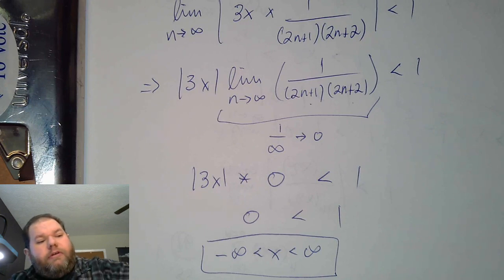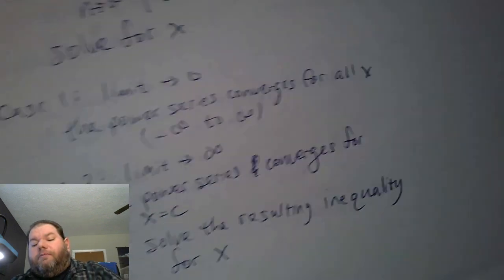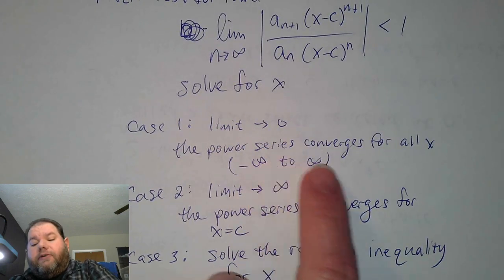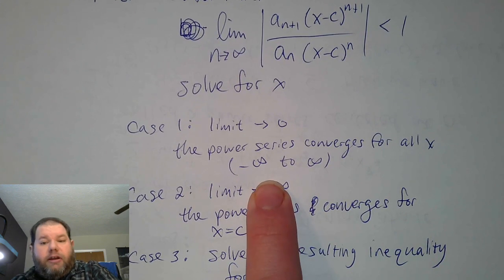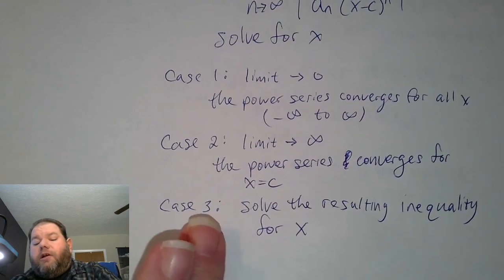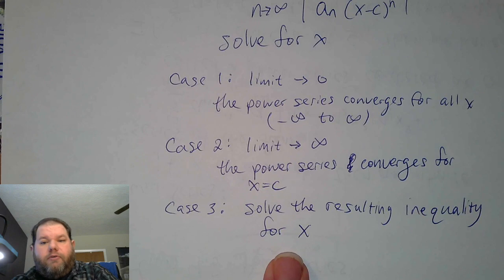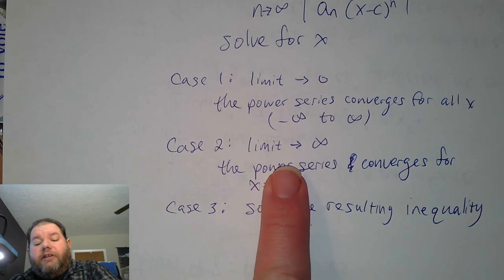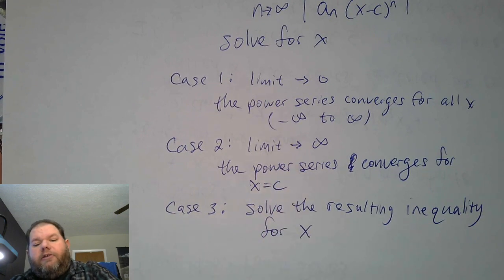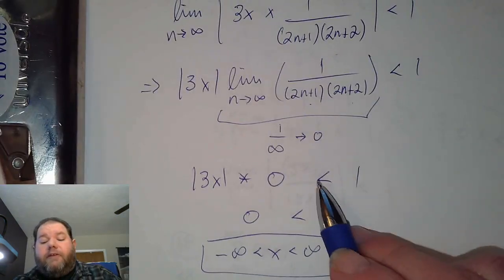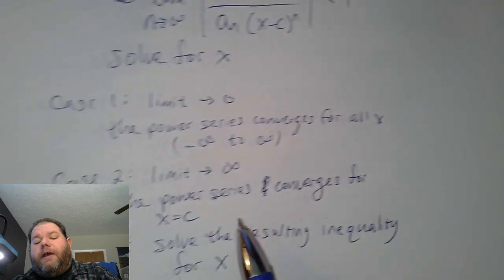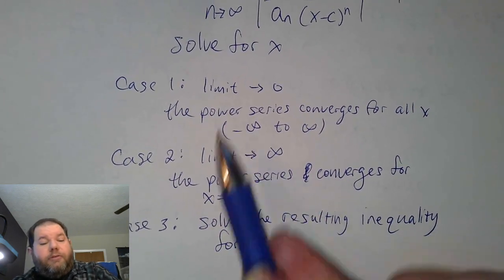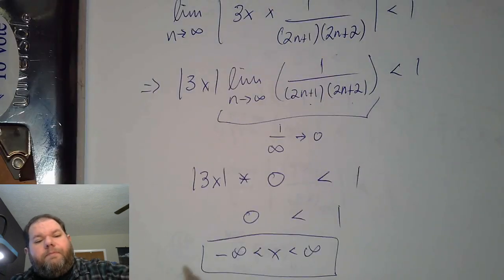So that one, basically that was case 1. The limit went to 0, so the power series converges for all x, negative infinity to infinity. The first problem, we actually had to solve the resultant inequality, so we actually got our interval there. And the other possibility is that the limit already goes to infinity, so it will never be less than 1 in that case, except at x equals c. So that's our 3 cases there. We've already looked at problems for 2 of those.